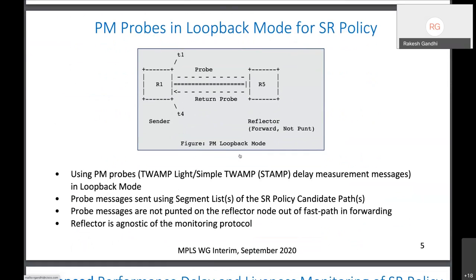So the enhanced performance monitoring uses PM probes in loopback mode. This is an example for an SR policy where we have the sender and reflector, originating or the head end and the tail end of the policy. Probes are sent in loopback mode using the segment list of the SR policy. And in loopback mode, probe messages are not punted on the reflector or injected back. They are just forwarded in the fast path. So this way it's forwarded like data packets, and the reflector is agnostic to any monitoring protocol running in this mode. And next slide, please.